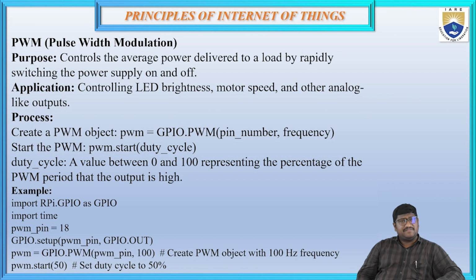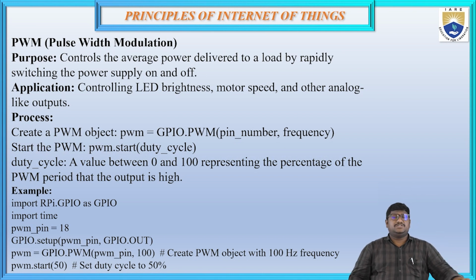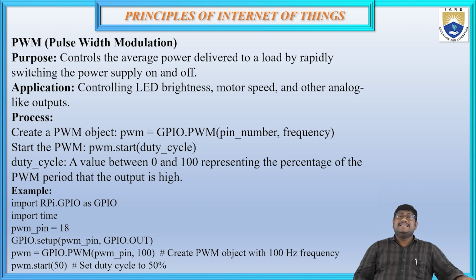And coming to the next topic, which is pulse width modulation. Pulse width modulation is designed for controlling the average power delivered to a load by switching the power supply on and off. The applications include controlling LED brightness, controlling motor speed, or controlling multiple outputs or inputs.